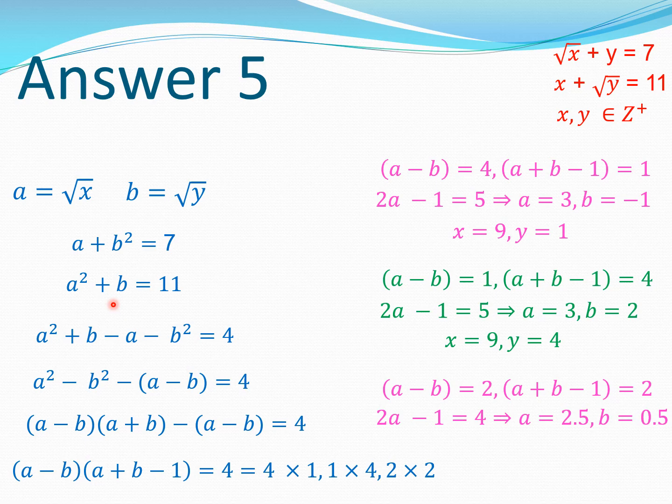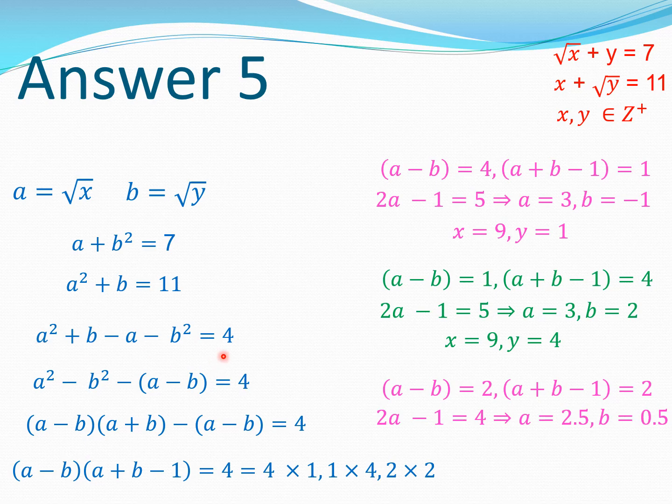And one of the things I can realize is that I can subtract these two equations, and that may make the left hand side more amenable to factorization. So I do that. In that case, I would get a square plus b minus a minus b square is 4. So I have taken this equation, and from that I have subtracted this equation here.